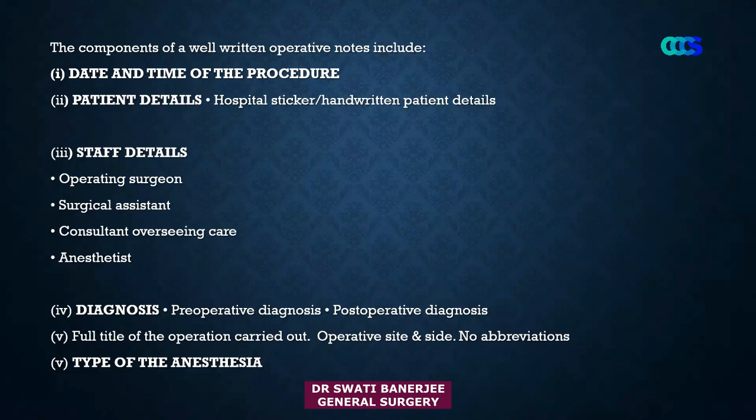Then comes the diagnosis. What was your preoperative diagnosis? What was the postoperative diagnosis? For example, in a case of inguinal hernia, the preoperative diagnosis sometimes we write as a right-sided inguinal hernia. After the surgery is done, where you know whether it was a direct or an indirect hernia, whether it was incomplete or not, whether it was complicated, what was the content of the hernia, everything has to be written in detail in the postoperative diagnosis.